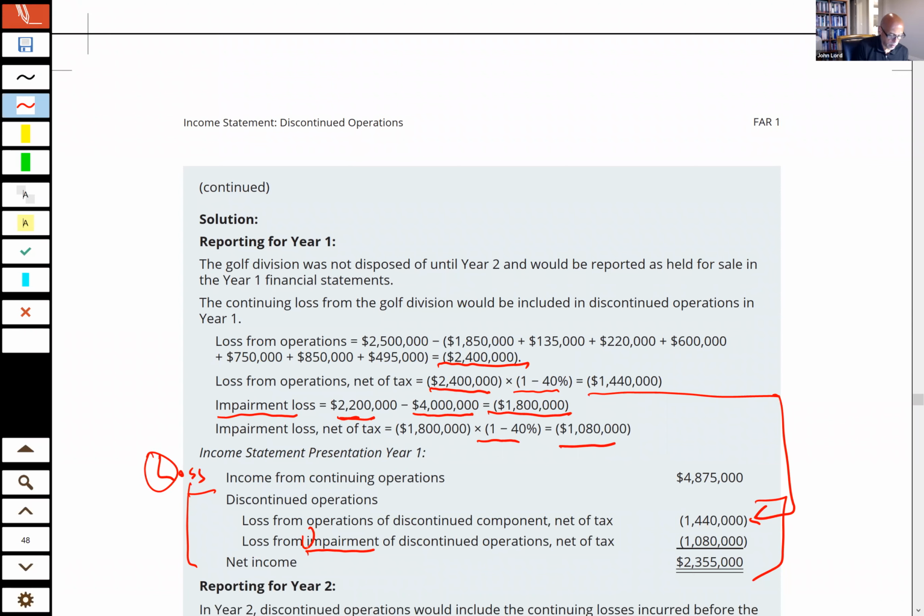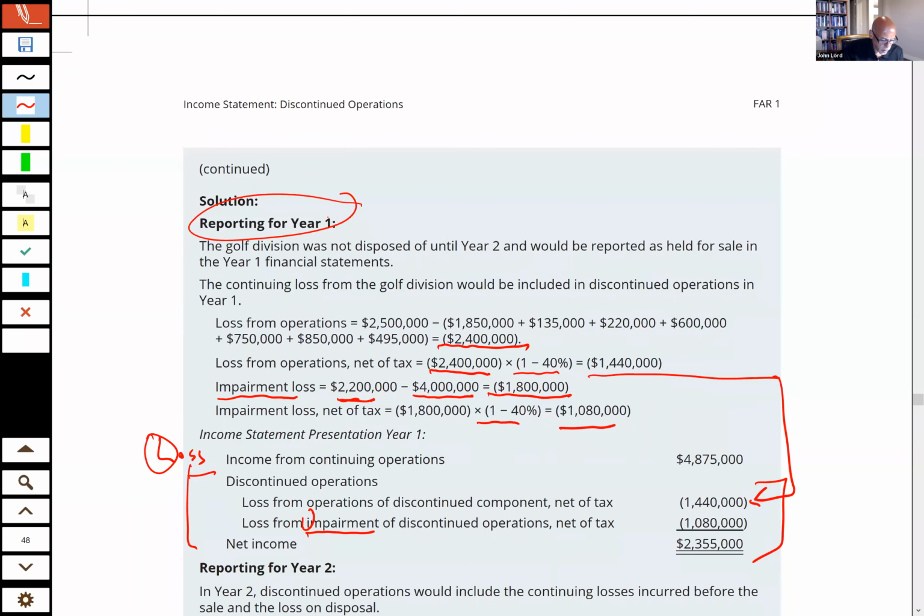Now we're doing year one here, and since we haven't disposed of it yet, there is no disposal loss. So you're not going to have the D lid until you actually dispose of that item. So you take a look, and they have the 1,400,000 and the 1,080,000. When you add those two negative numbers together, you get a total, someone check my math on this, of 2,520,000. Is that correct?